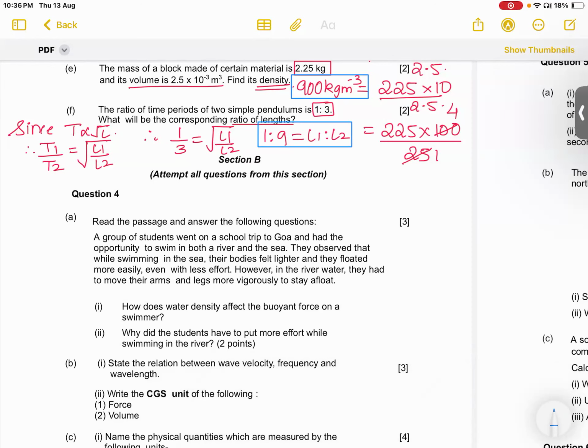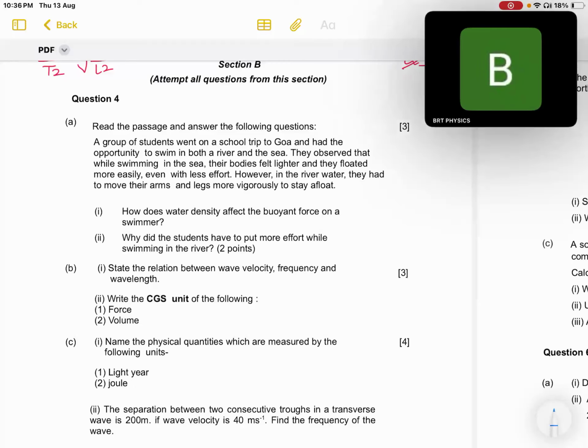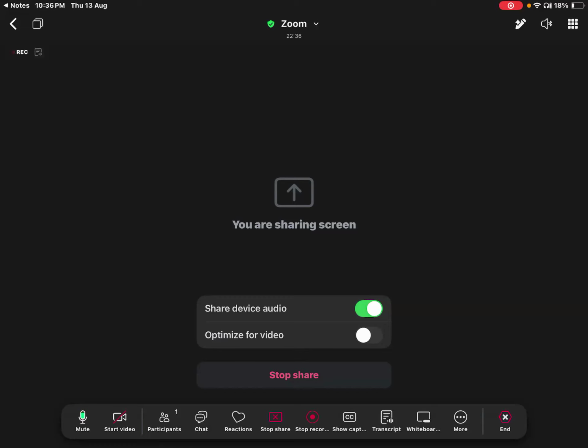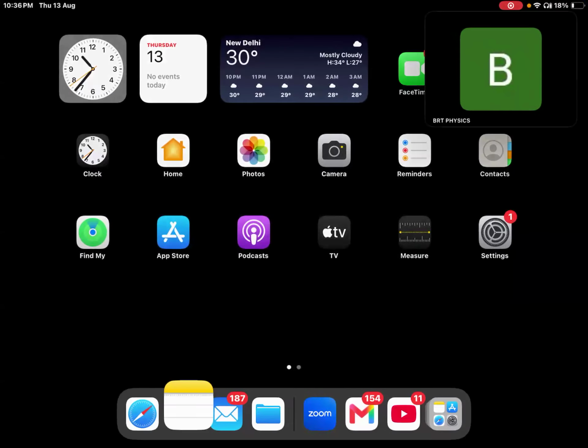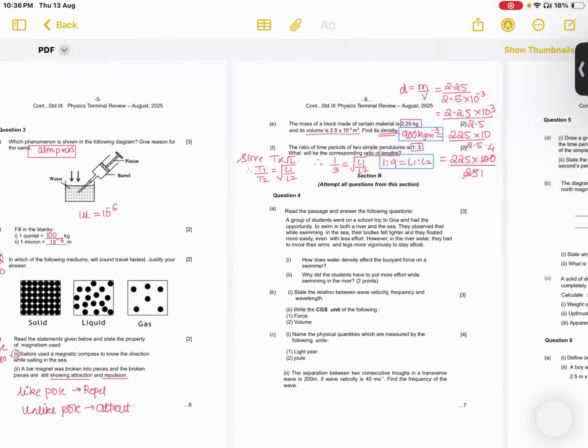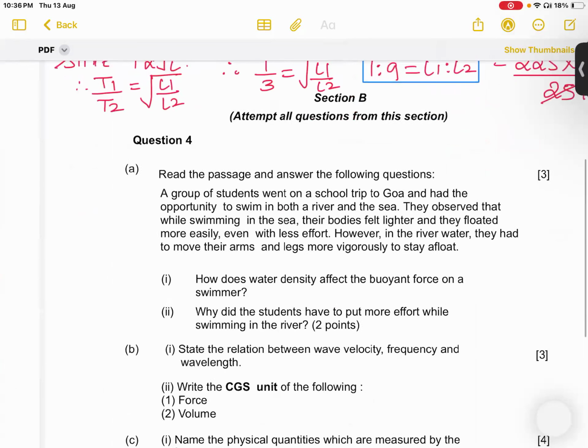Okay. Let us take the next question, students. Read the paragraph and answer the following question. We have started with section B. So let's see how much time we took to complete section A. I think probably 22 minutes we took. Okay, sure. Let us start. So we will start with section B, guys. Read the following paragraph and answer the questions which are given to us.